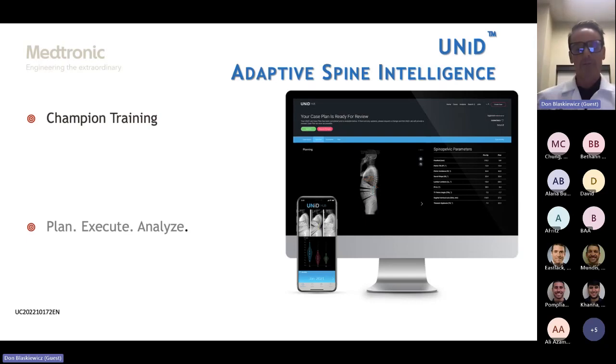So if you're not aware of this, UNiD is Medtronic's, who picked this up from Medicrea a handful of years ago, and it's their Adaptive Spine Intelligence. So it's a comprehensive platform where you can import images and use database analysis of your patient and plan, execute, and analyze what happens afterwards.